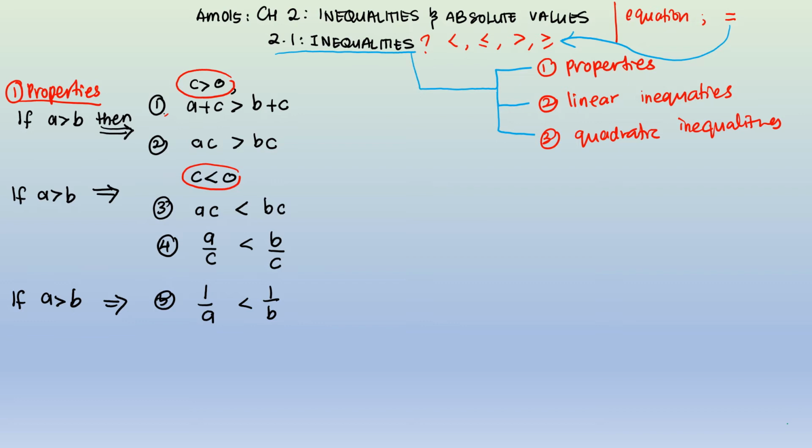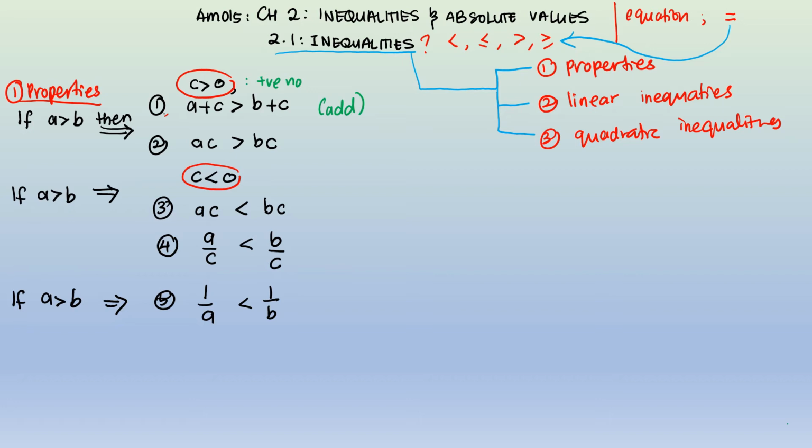From the properties here, you have A. If you have A greater than B, then you add another positive number to both sides. The inequality symbol will remain the same. You can check with real numbers. Try on your calculator.